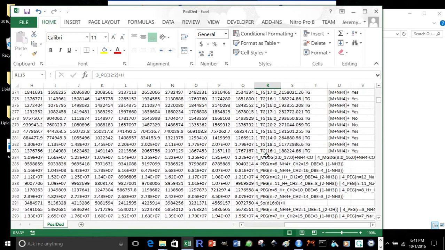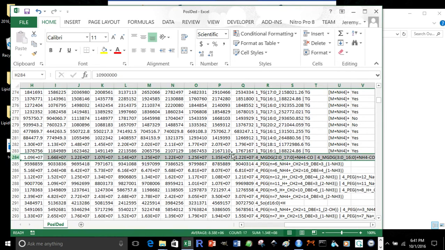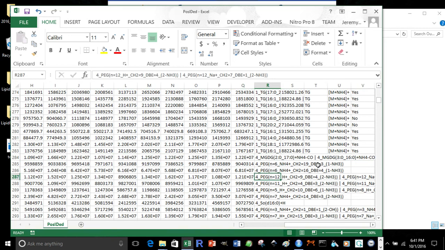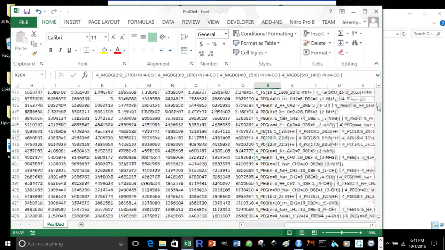Now, if we scroll all the way to the end, you can also see 4_. This means that it was identified only by exact mass. Usually, I'd throw out all data below this point with 4_ or more, because these annotations are highly tentative.